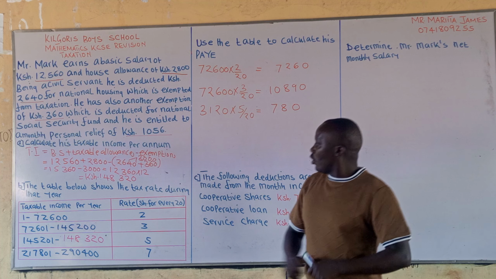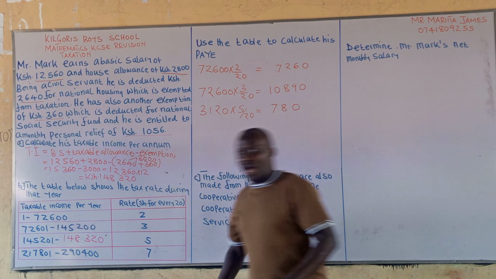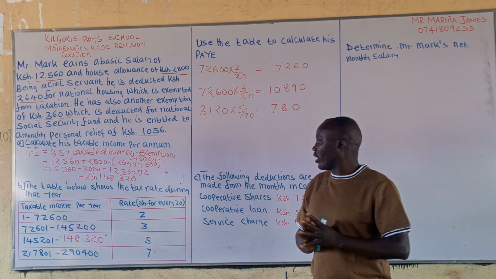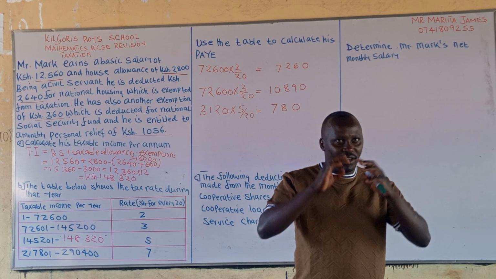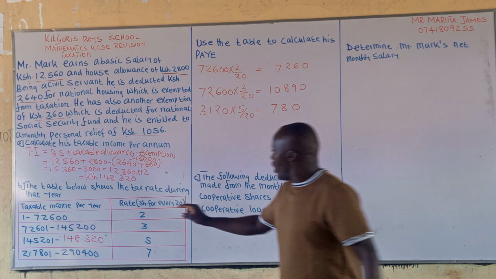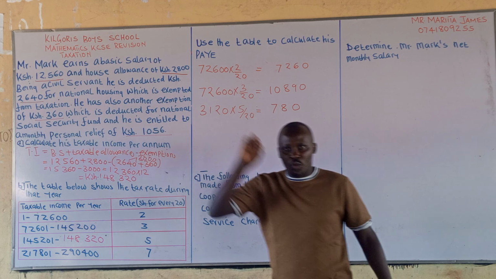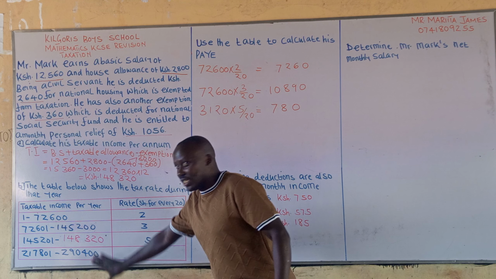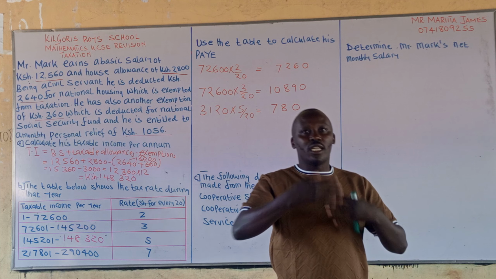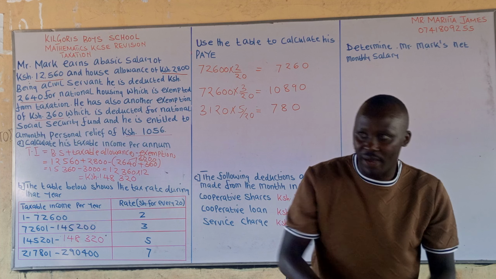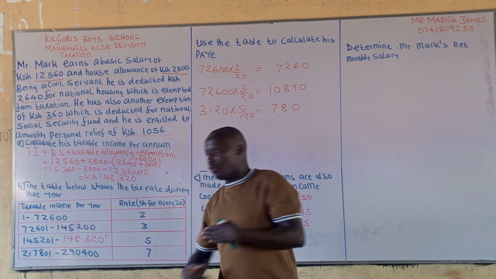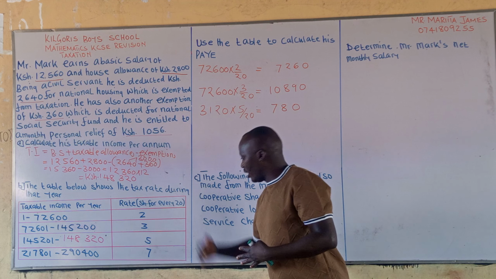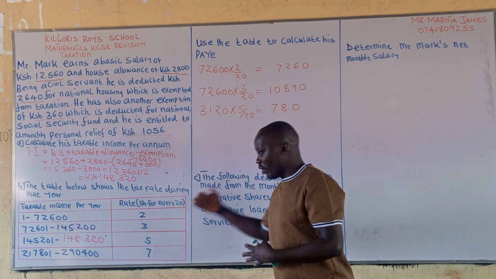In this table, a very important part you need to understand is this rate. Why do we divide by 20? We are dividing by 20 because we have the rate in shillings for every 20. So we divide to know how many 20s we have there, since it is taxed for every 20 shillings. For every 20 shillings we have 2, then 3, then 5.